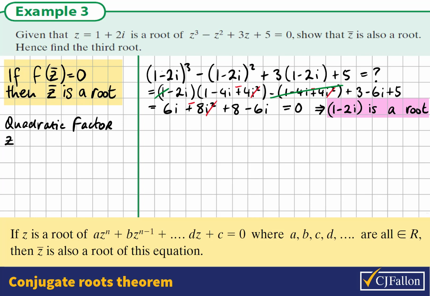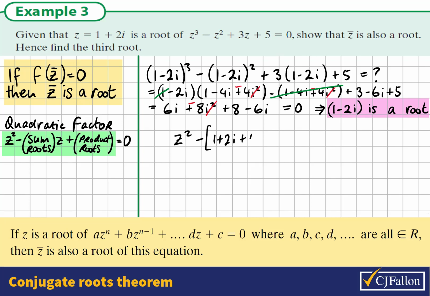Now, because we have two roots, we could get the quadratic factor from these roots. So using the rule that z squared minus the sum of the roots times z plus the product of the roots will be equal to 0, allows us to find the quadratic factor using the roots. So what we have is z squared minus the sum of the roots, meaning 1 minus 2i and 1 plus 2i added together, times z, and the product of the roots is 1 minus 2i multiplied by 1 plus 2i.